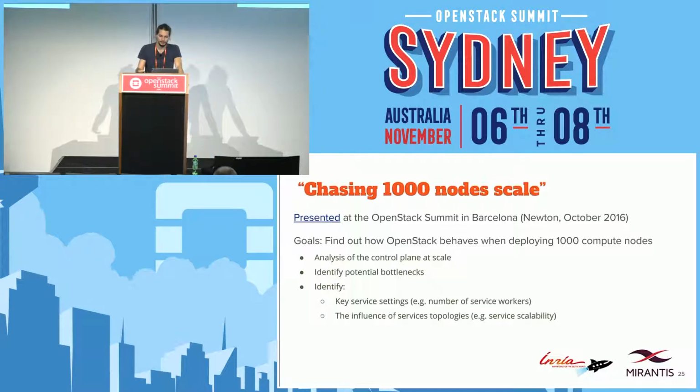So when we say at scale, it's when we try to boot 1,000 compute nodes. And for that, the goals were to analyze the control plane at scale, to identify bottlenecks, and to solve them by identifying key service settings and service topology, and the impact of the service topology, to reach this goal of 1,000 compute nodes.